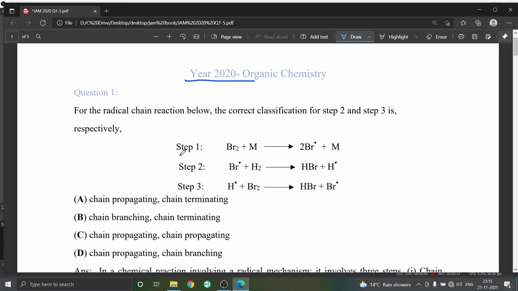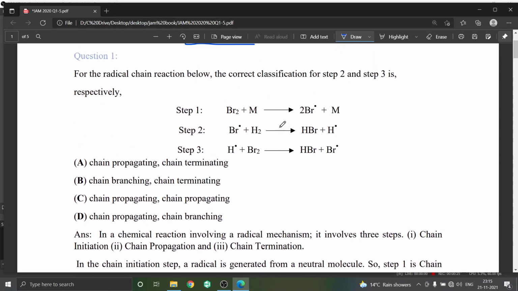The first question says, from the radical chain reaction below, the correct classification for step 2 and 3 is, respectively. So we are having three steps here. First, bromine is reacting with some metal so that bromine radicals are formed and metal remains as such. Then bromine reacts with H2 molecule to give you HBr plus radical of hydrogen, and then radical of hydrogen reacts with Br2 to give you HBr plus Br radical. What it is asking is, step 2 and step 3, what are they?